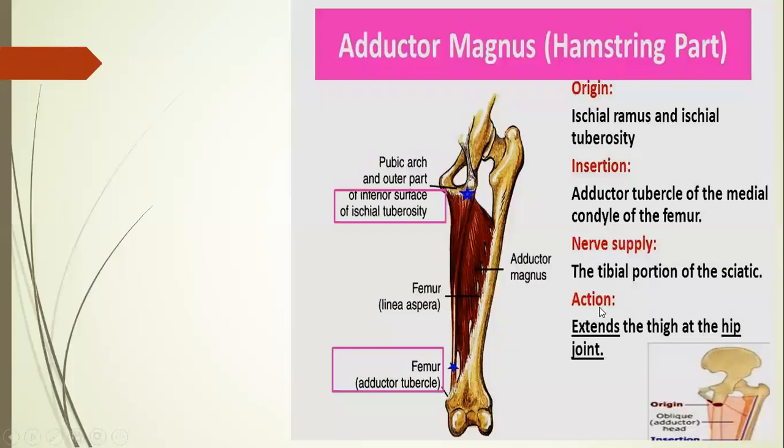Now see the different actions. What are the different actions? Think about the action of the hamstring part and the adductor part. The action of the hamstring part of the adductor magnus is on the thigh. And what is that action? The extension, or it extends the thigh at the hip joint. But what is written in your book? Very simple. That it extends the thigh at the hip joint. It is just the action of the hamstring part.